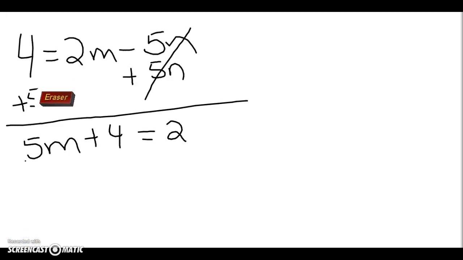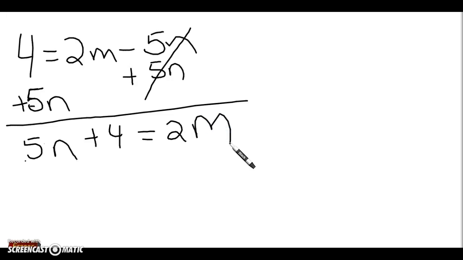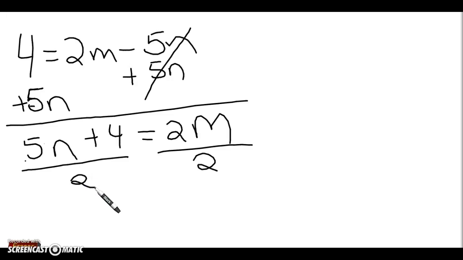I'm sorry, I keep putting an m for that n. Okay, next I want to get my m by itself, so I'm going to divide both sides by 2. And I get 5 over 2 n plus 2 equals m.